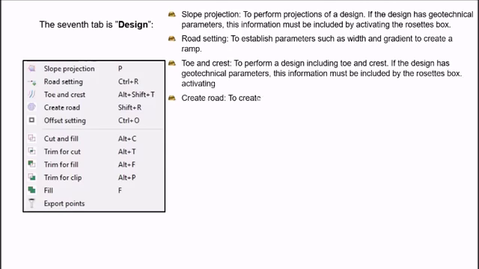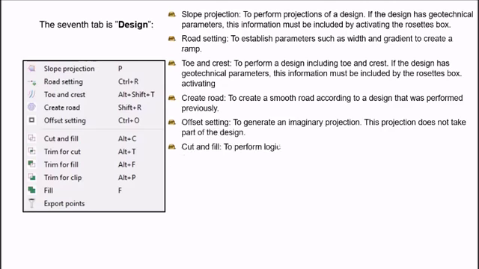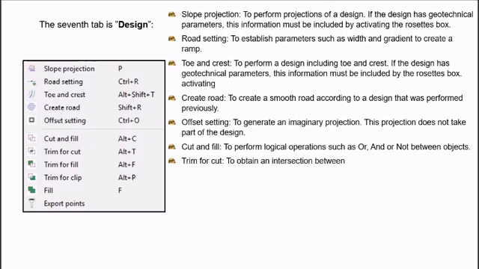Create road. To create a smooth road according to a design that was performed previously. Offset settings. To generate an imaginary projection. This projection does not take part of the design. Cut and fill. To perform logical operations such as OR, AND, or NOT between objects. Trim for cut. To obtain an intersection between two objects. Trim for fill. To make a difference between two objects.